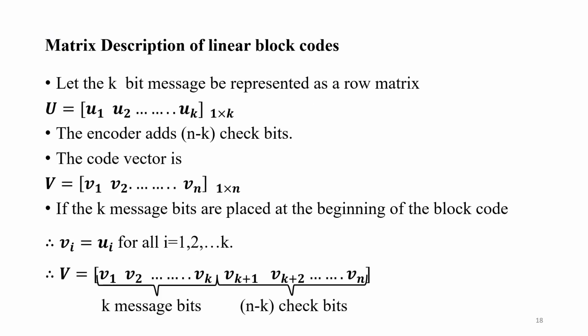Matrix description of linear block codes. Let the k-bit message be represented as a row matrix U equal to U1, U2 up to Uk. The encoder adds n minus k check bits. The code vector is V equal to V1, V2 up to Vn. If the k message bits are placed at the beginning of the block code, then the code word structure is V1 to Vk representing the k message bits. Then Vk plus 1 to Vn will be representing the n minus k check bits as given.